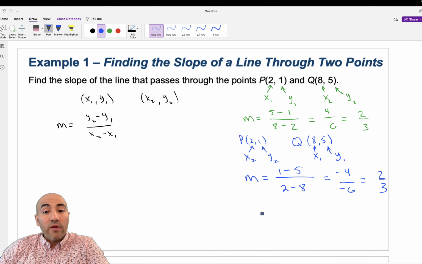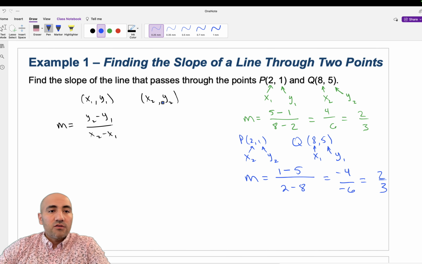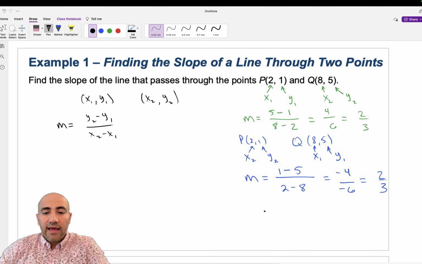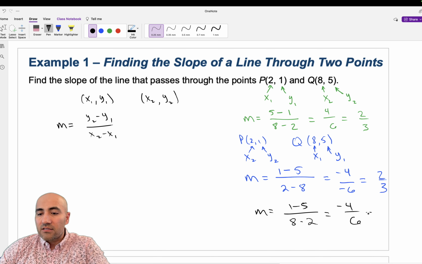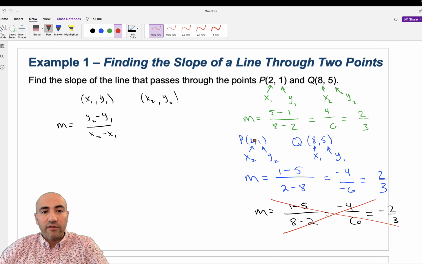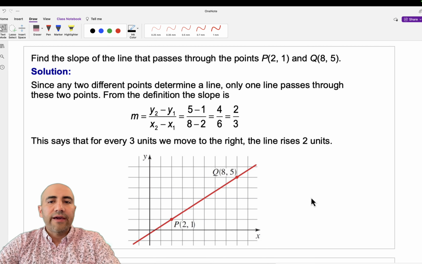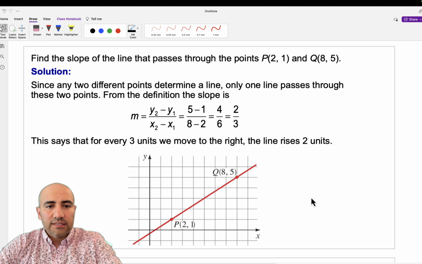Okay, so again, the one thing you cannot do is mix and match. So if you decided to write it as m equals 1 minus 5 and then decide to put the denominator as 8 minus 2, that's going to result in negative 4 divided by positive 6, which will then reduce to negative 2/3, and that's the wrong answer. So that's the one thing you cannot do. You can't mix and match them. If you choose to start with this point for the numerator, you have to continue with the same point for the denominator. So here's the solution provided by your author. As you can see, it's the same thing.